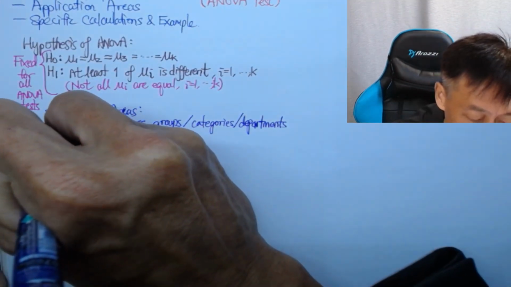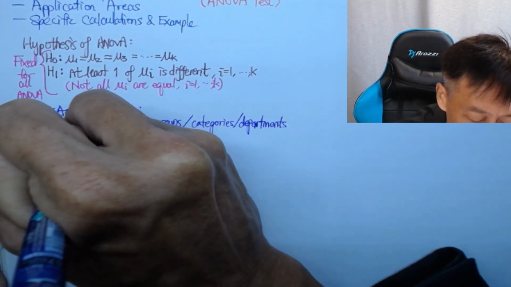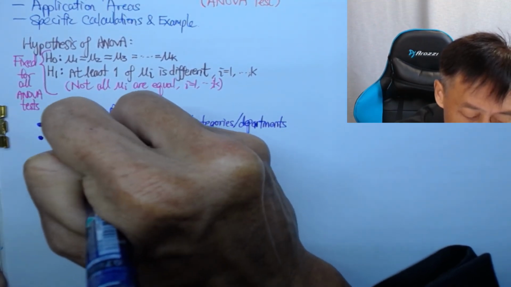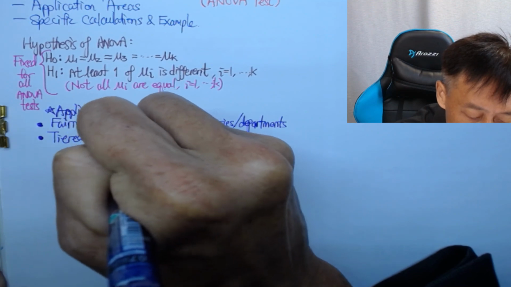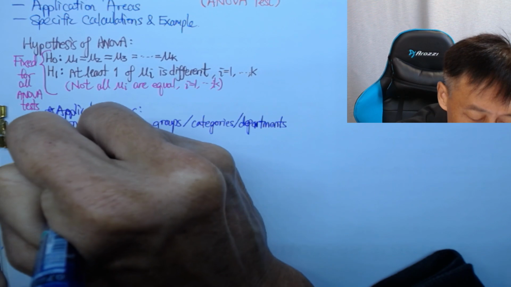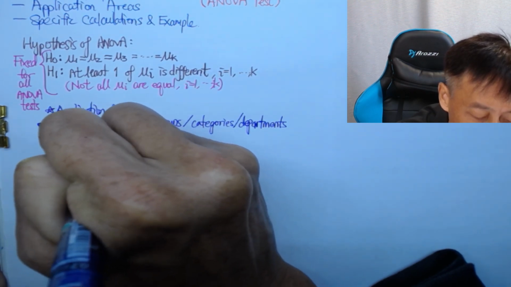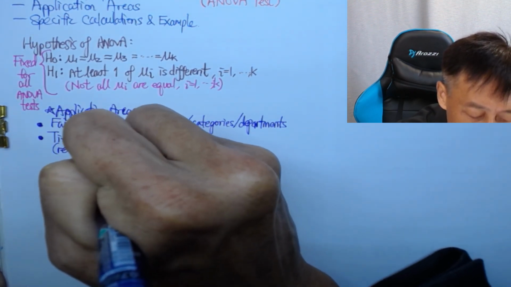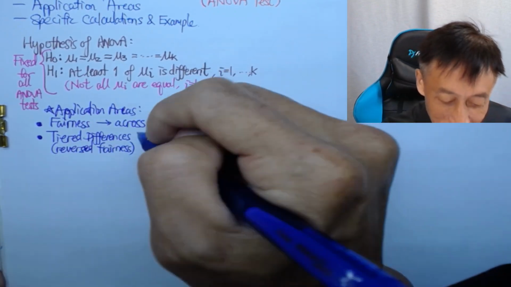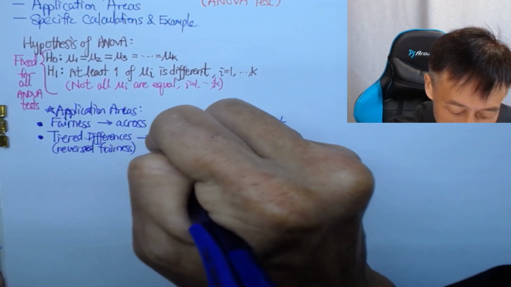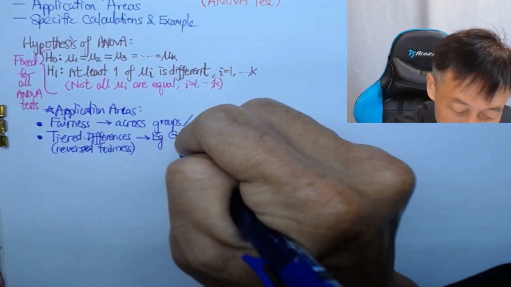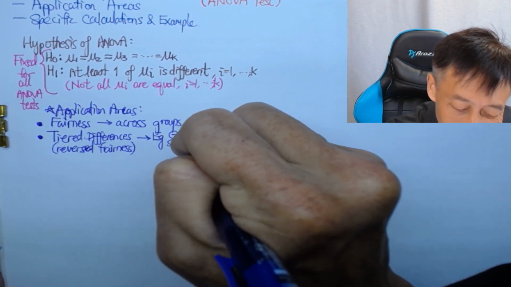The other one I can think of is the tiered differences. In a way, it's a kind of reversed fairness. You want to check that it is unfair. Why? Okay, I'll give you an example why, right? So example, gold card membership, right? Gold, silver, and classic.